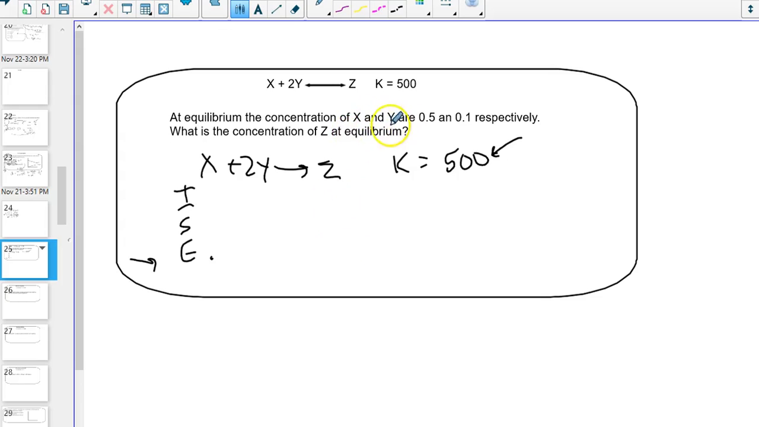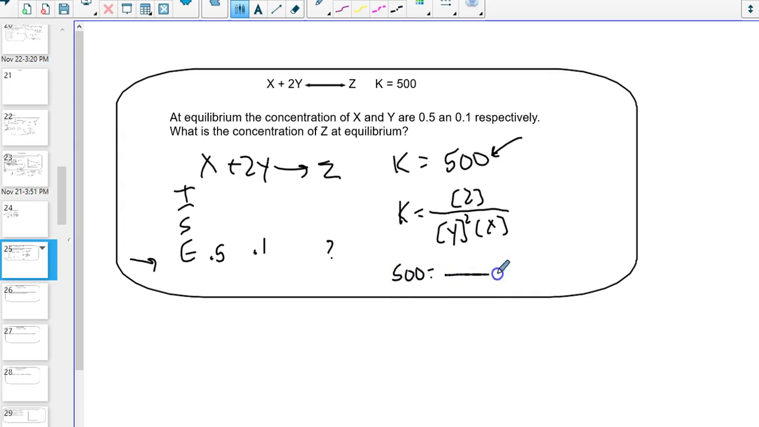It says that X and Y are 0.5 and 0.1 respectively. Okay, so this is 0.5 and this is 0.1. What is this one? How do I figure that out? Well, let's go ahead with the K value. K equals the concentration of Z over the concentration of Y squared times the concentration of X. Remember, the equilibrium concentrations can just get plugged in here. So my K is 500 equals, and then it's going to be 0.1 squared, and then 0.5, and I'm just missing this piece.